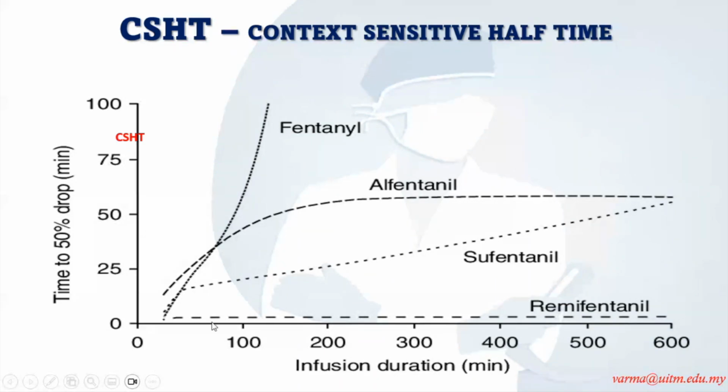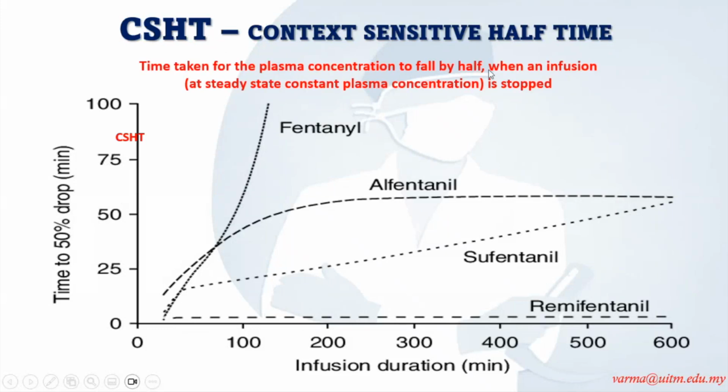Okay. So it is the time taken for the plasma concentration to fall by half when an infusion is stopped at steady state plasma. I mean, the drug has been running at a steady state plasma concentration, you stopped it, and how long will it take for the concentration to drop by half? That is the context-sensitive half-time. So for remifentanil you can see it is hardly changed, even after 10 hours, 600 minutes, it is still around 8 minutes only. Whereas fentanyl, you can see a linear increase. Alfentanil reaches a plateau later. Sufentanil gradually increases. Okay. The longest possible CSHT is only 8 minutes even after 10 hours of infusion.